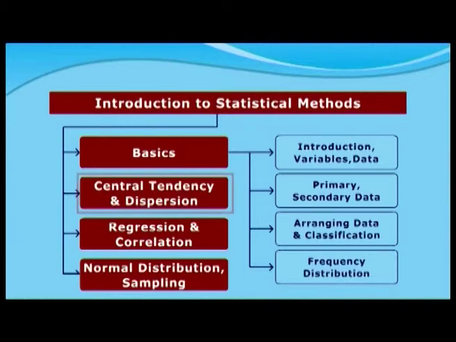The second and the third group, central tendency and dispersion, regression and correlation, are useful for understanding the nature and growth of the data. This data, if needed to be analyzed further with respect to understanding its characteristics, we will use a technique called normal distribution and sampling.